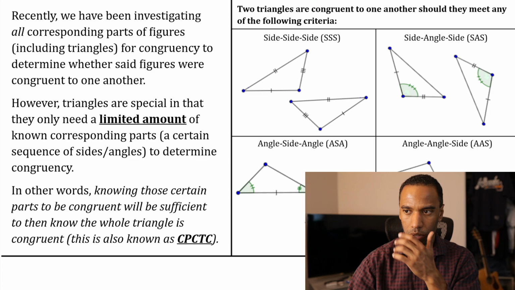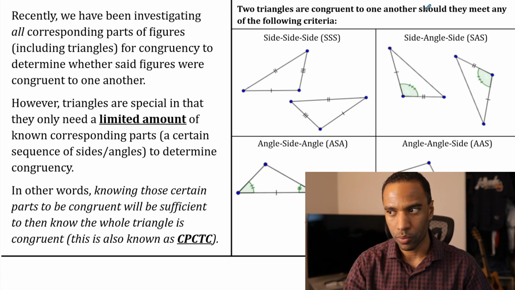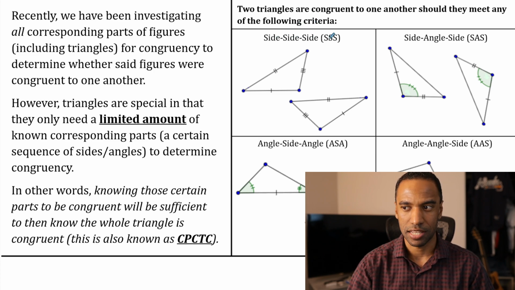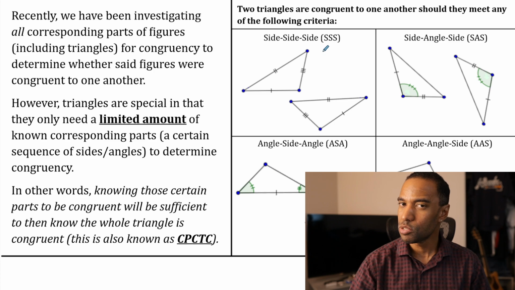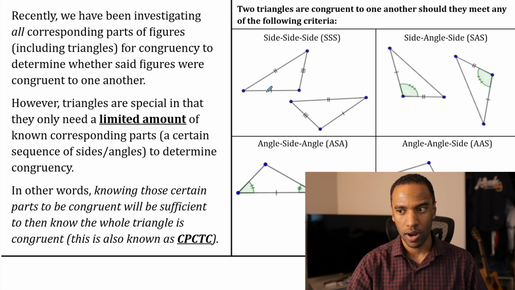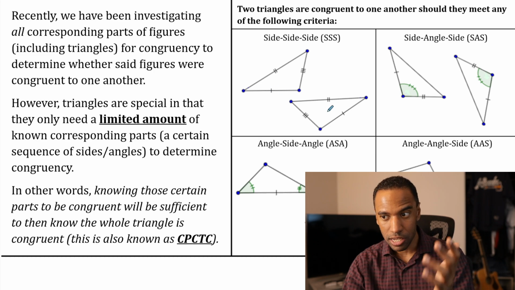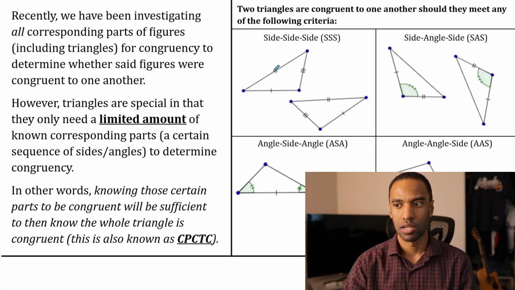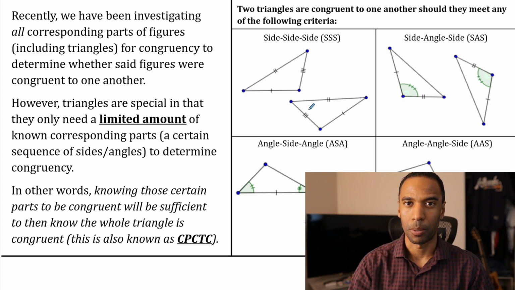All right, just enough. So here's what you need for triangles. And I'm not going to spend a long time talking about why this is all you need. Two triangles are congruent to one another should they meet any of the following criteria. You can have what's called side, side, side, abbreviated SSS. What this means is if all three sides of two different triangles are congruent to one another, like each pair has a corresponding part for all three sides, like this is congruent to this, this is congruent to this, and this is congruent to this, then your triangles are congruent.